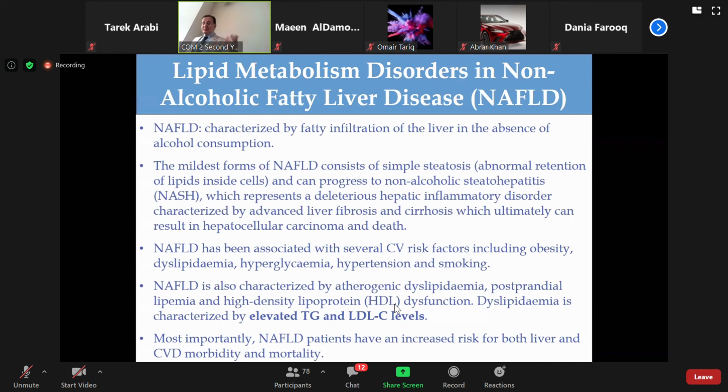Cirrhosis, and sometimes it could lead to hepatocellular carcinoma and death. But also, the alcoholic fatty liver disease has been associated with several cardiovascular risk factors, such as obesity, lipidemias, hyperglycemia, hypertension, and smoking. In the non-alcoholic fatty liver disease, this lipidemia is usually characterized by elevated triglyceride and LDL cholesterol levels. Basically, it carries an increased high risk for both liver and cardiovascular diseases.